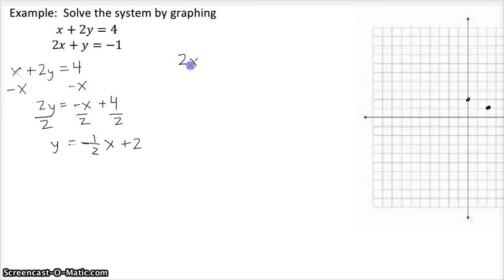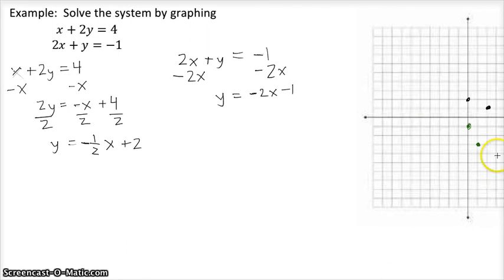I'm going to do the exact same thing with this next one. I can't do this unless I solve for y, so I'm going to subtract 2x first. So I'm left with y equals negative 2x minus 1. So what I have is this equation that starts at negative 1 and goes down 2 to the right 1.